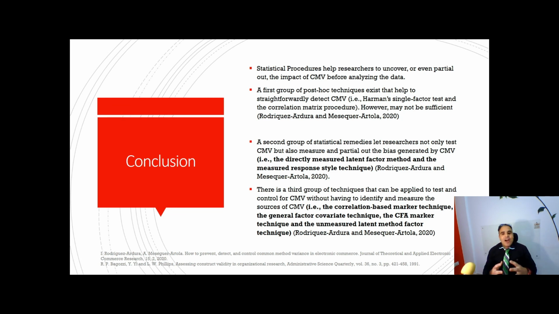There is also another group of statistical remedies that would let researchers not only test CMV, but also partial out the bias generated by CMV, like, for instance, the directly measured latent factor method and the measured response style technique. There is also a third group that can be applied to test and control for CMV without having to identify and measure the sources of CMV, like the correlation-based marker technique, the general factor covariate technique, etc.